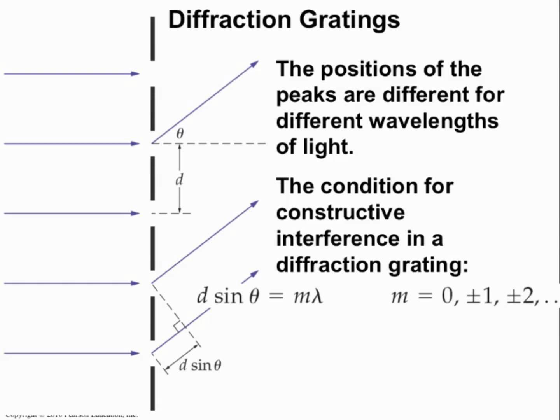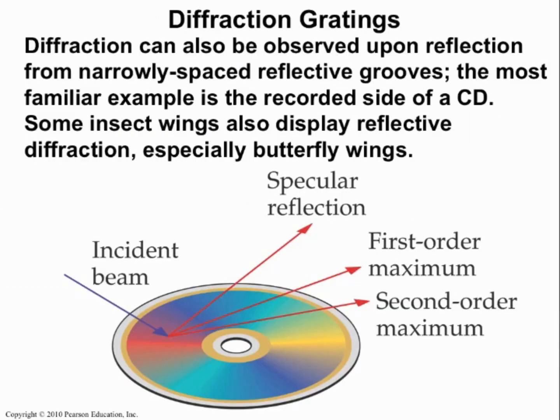Now notice that the condition for constructive interference in the diffraction grating is the same as what we saw for the two-slit experiment, because again, the diffraction grating is really just an expansion of the two-slit experiment. And so again, we have d sin θ = mλ for constructive interference.